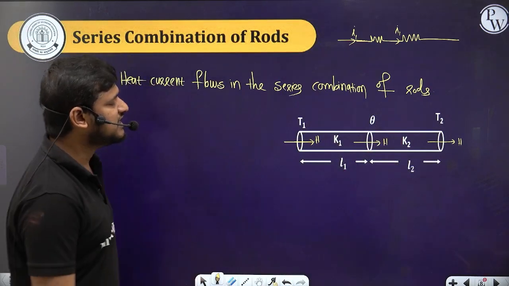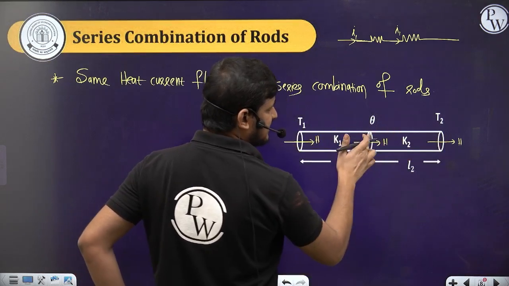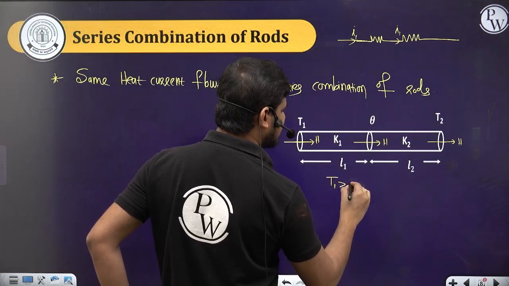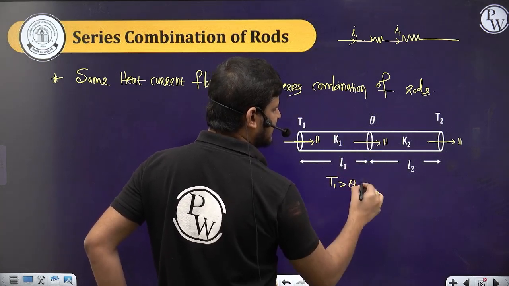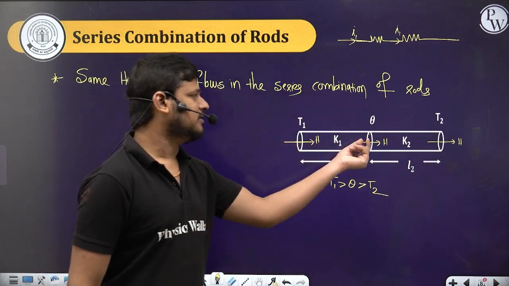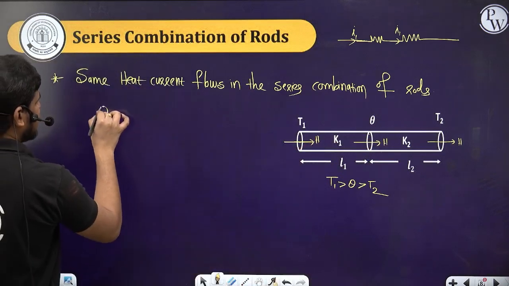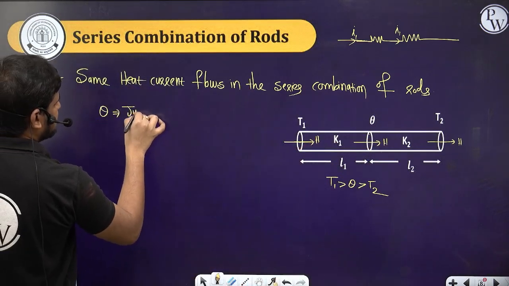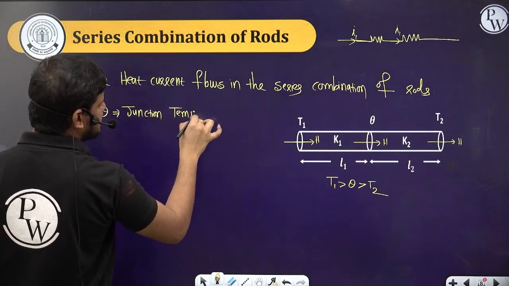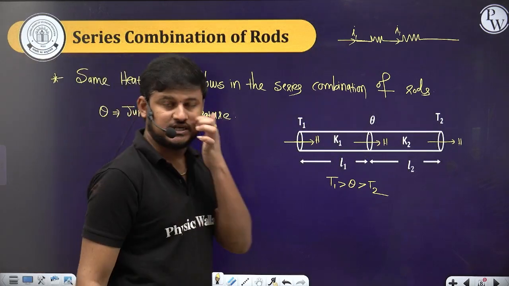So obviously the temperature T1 should be greater than theta, so that the heat current flows from here to here. T1 is greater than theta, and theta is greater than T2, so the heat current flows from here to here and then here to here. In this, theta is called the junction temperature. Just understand the terminology first, so then you can solve the question easily.